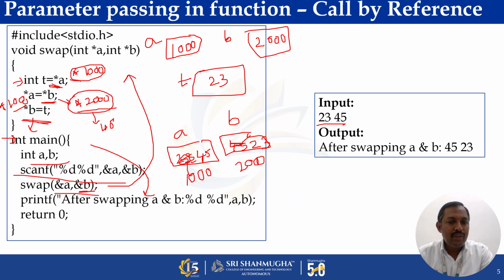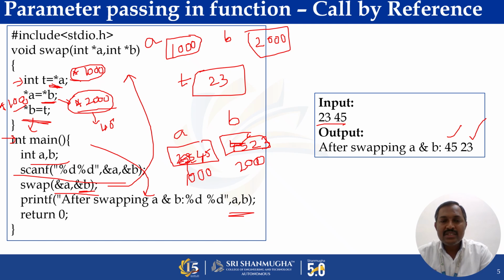We try to print the value of a and b. What is the value of a? 45. What is the value of b? 23. Whatever changes are done in the formal arguments will reflect in the actual arguments. This is the call by reference concept.